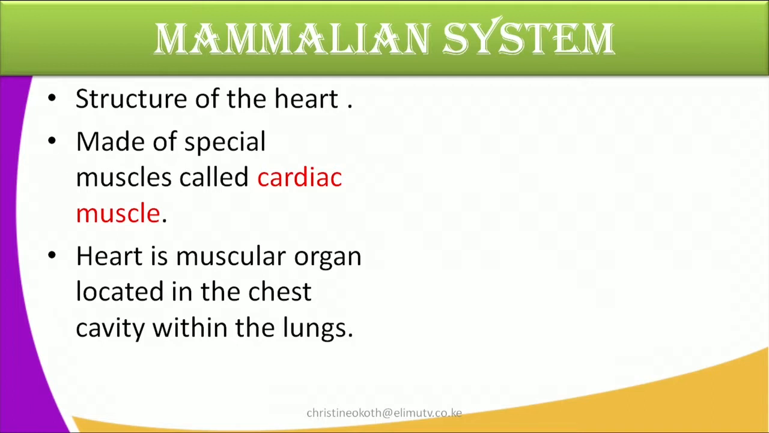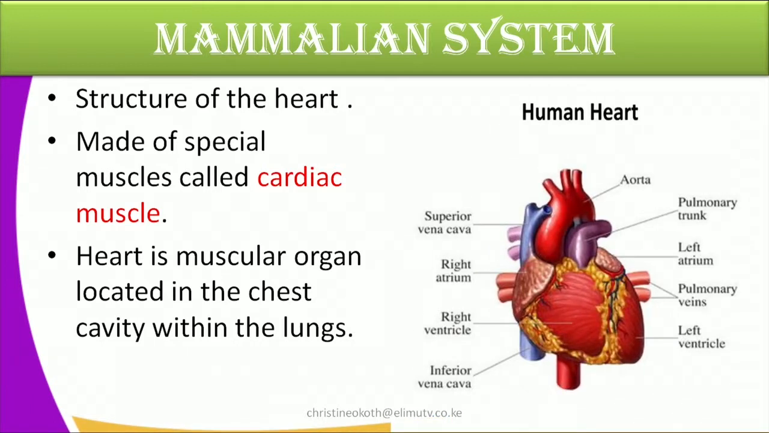So you've looked at the structure of the sheep's heart. The first thing you've noticed is that this is a structure made of very special muscles we call the cardiac muscle. If you look at our structure, that's the structure of the heart, the same as you've seen in that video. The heart is a muscular organ which is located in the chest cavity within the lungs. The size of a closed fist is the same as the size of a human heart.